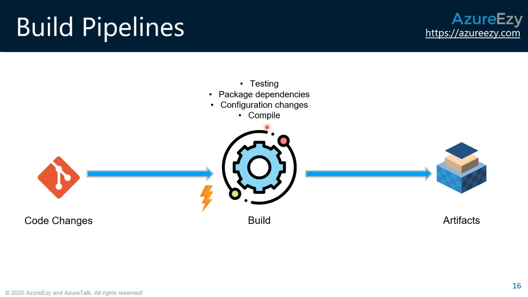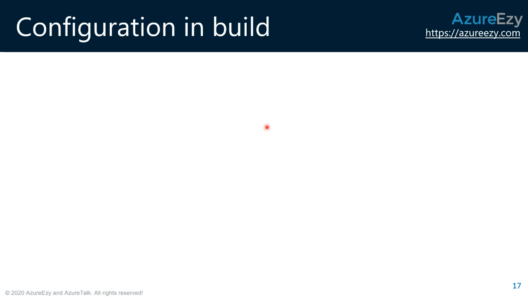But these are the high level sections that are applicable in the majority of build definitions that you want to run in your build pipelines. Now, when you look at the configuration, we have discussed configuration changes, and that happens quite a lot. When you are looking at configuration changes, what are the things that you might be looking at?